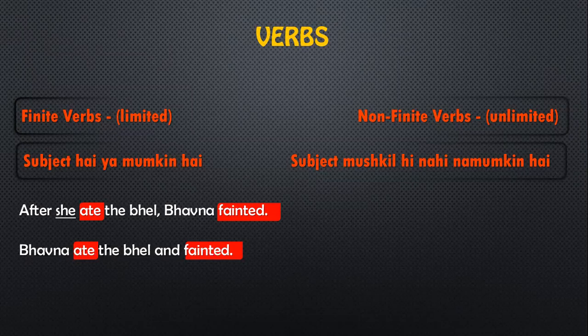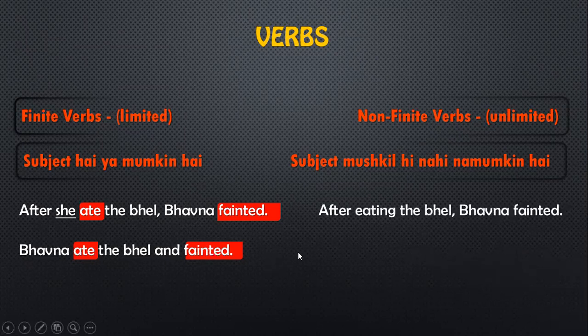So this is again a valid statement. So although the subject is not given here before the word fainted, it is possible. Hence we say subject hai ya mumkin hai.